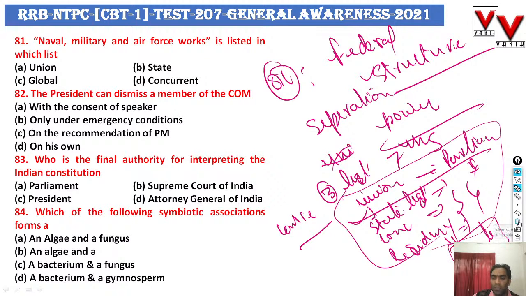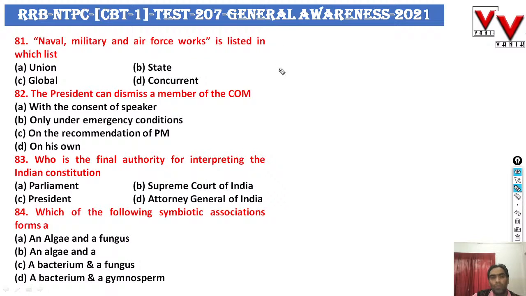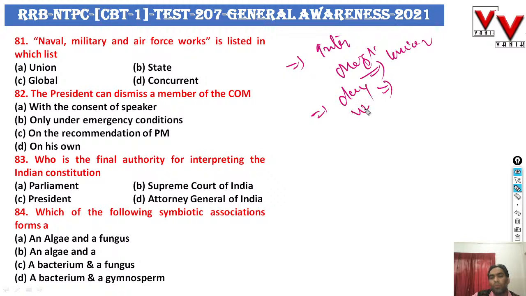Now the question is, which is going to be part of the union list? That means the matters which are of national and international importance. The most important subjects are mentioned in the union list. Day to day affairs for the welfare of the people are mentioned in the state list, and some subjects are mentioned in the concurrent list also.